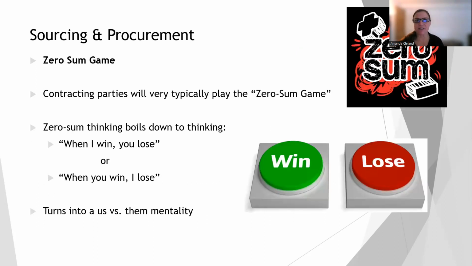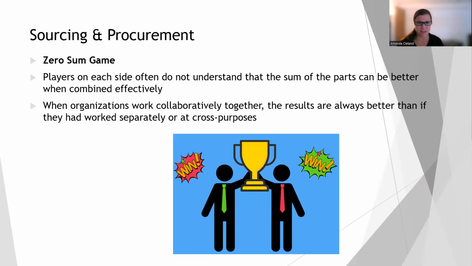The next one we have is the zero-sum game. Contracting parties, the buyer and the seller, will typically play the zero-sum game, and it boils down to very binary thinking. If I win, you lose. If you win, I lose. It turns into that us versus them mentality. If any of you have ever taken game theory, you've probably heard of the zero-sum game. The players on each side, the buyer and the seller, just don't understand that the sum of the parts together can be better. We can both get more if we combine our efforts effectively.